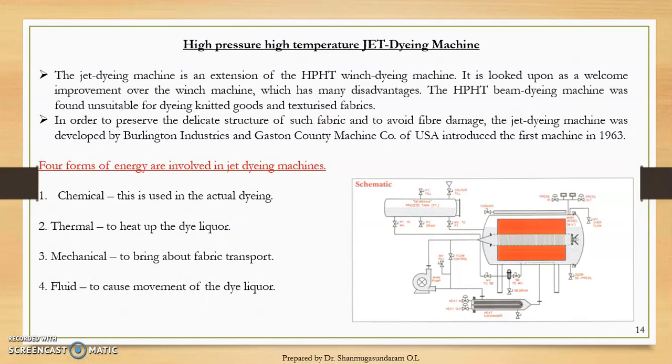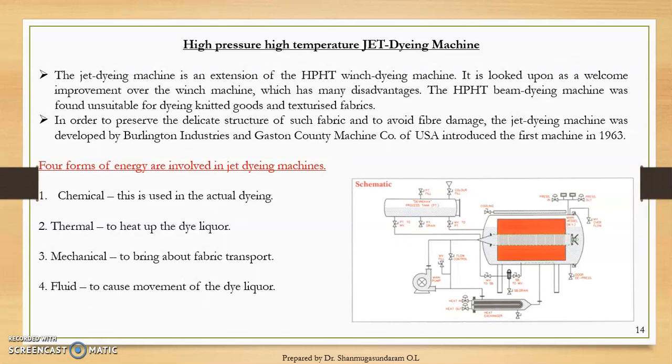The jet dyeing machine is an extension of the high temperature and high pressure winch dyeing machine. It is looked upon as a welcome improvement over the winch machine, which has many disadvantages. The HPHT beam dyeing machine was found unsuitable for dyeing knitted goods and texturized fabrics. In order to preserve the delicate structure of such fabric and to avoid fiber damage, the jet dyeing machine was developed by the industry in USA. It was introduced in the year 1963.